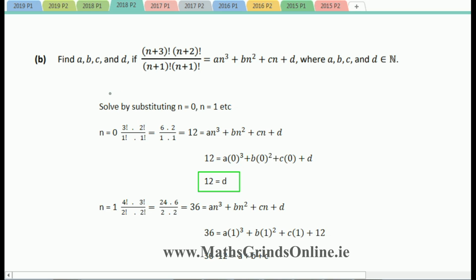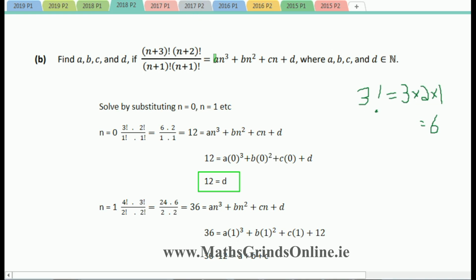Find A, B, C and D if n plus 3 factorial. Just to give an example, 3 factorial you can find on your calculator. Those factorial numbers are generally in the top left if you have a Casio calculator. Basically it's 3 times 2 times 1, which is obviously equal to 6. If you have, for example, 7 factorial, then it's 7 times 6 times 5 times 4 times 3 times 2 times 1. Anyways, we're asked to find A, B, C and D in this equation here.